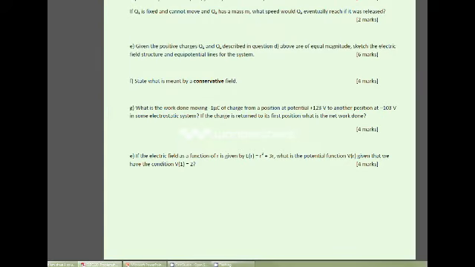This is ELEC120, problem sheet 1, question 2, part E. It shouldn't be called part E, but it's the final part.